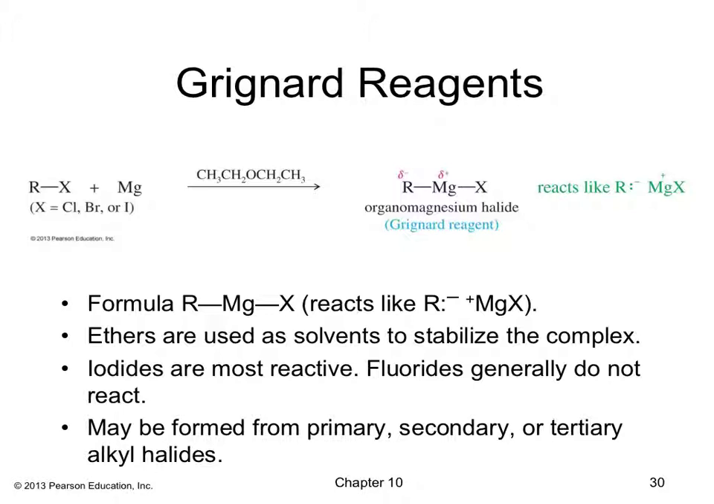What's important to note is that this has a partial positive charge, this has a partial negative charge, and it reacts as if this is R with 2 electrons and a negative charge, so that this is your nucleophile. And then this is just the remainder salt, like a sodium salt, but in this case it is magnesium halide. Again, ethers are used as solvents, and they may be formed from primary, secondary, or tertiary alkyl halides.